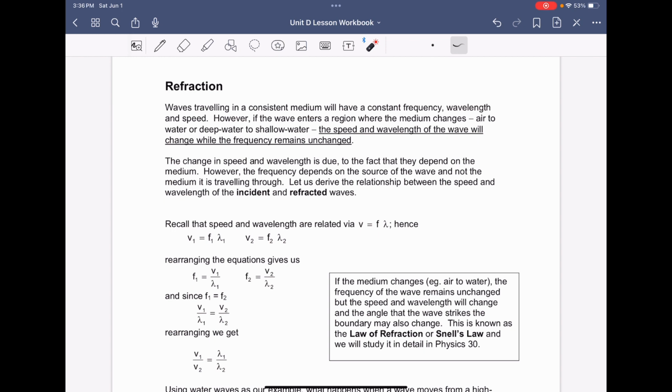Refraction is the idea of what happens if we have a wave that changes medium. Rather than just being reflected off a boundary, or going from an incidence to a reflection where it maintains the same wave, what we're going to look at is the following. If we have a wave that goes from one medium to another, or enters a region which is different, such as deep water to shallow water, or vice versa, the speed and wavelength will change, but the frequency remains unchanged. And this is the note you've got to make here.